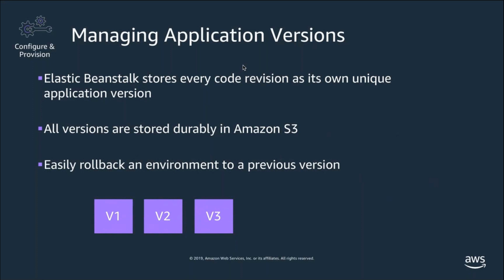And Elastic Beanstalk also allows you to safely deploy your code or your application updates. So when it comes to managing application versions that you're going to be uploading through that second migration path that we talked about, Elastic Beanstalk stores every code version that you upload as its own unique application version, and each version is stored durably in Amazon S3. So this makes it easy to roll back your environment to a previous version.